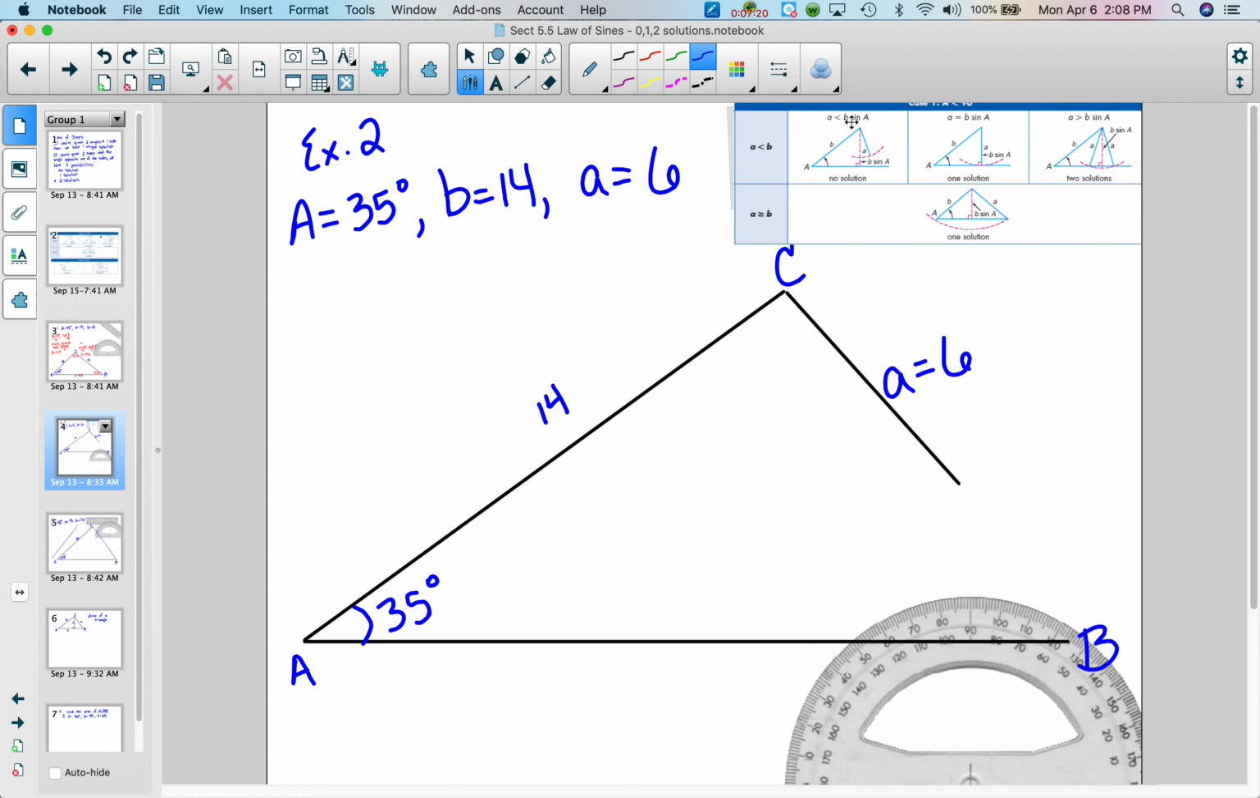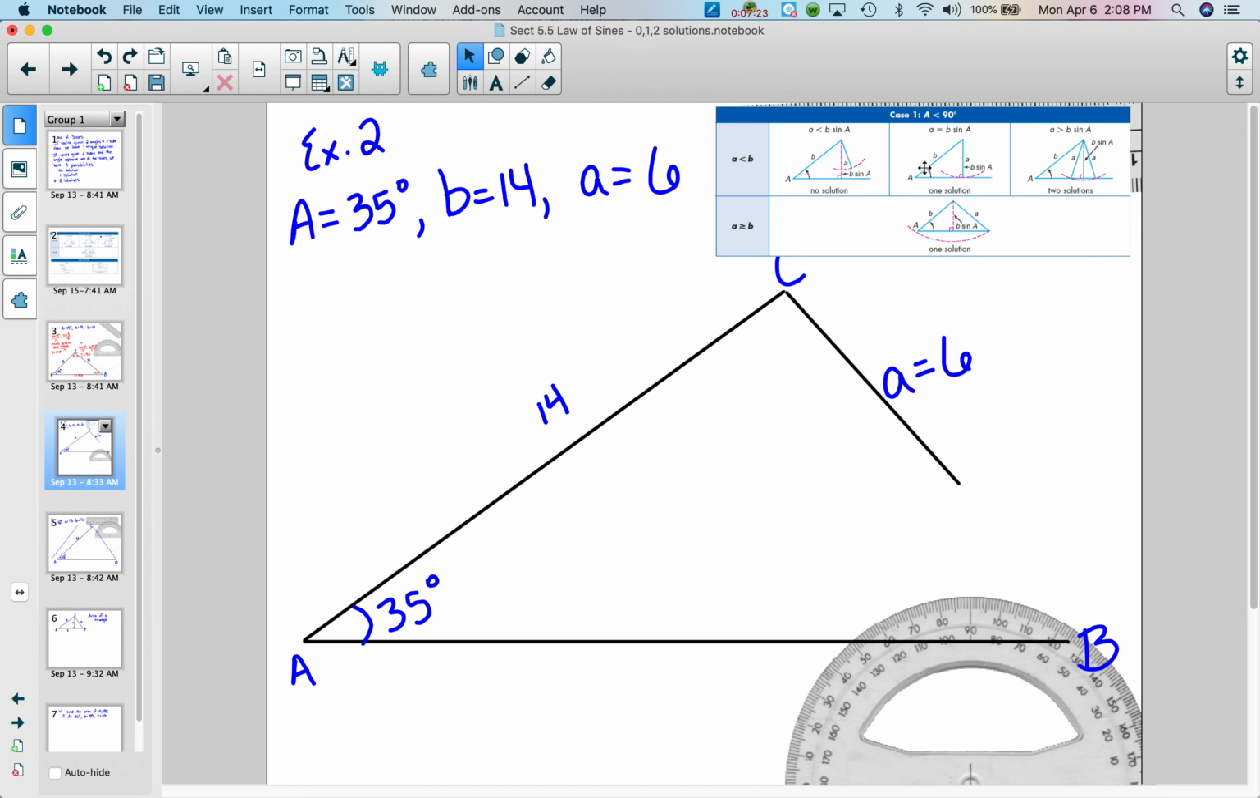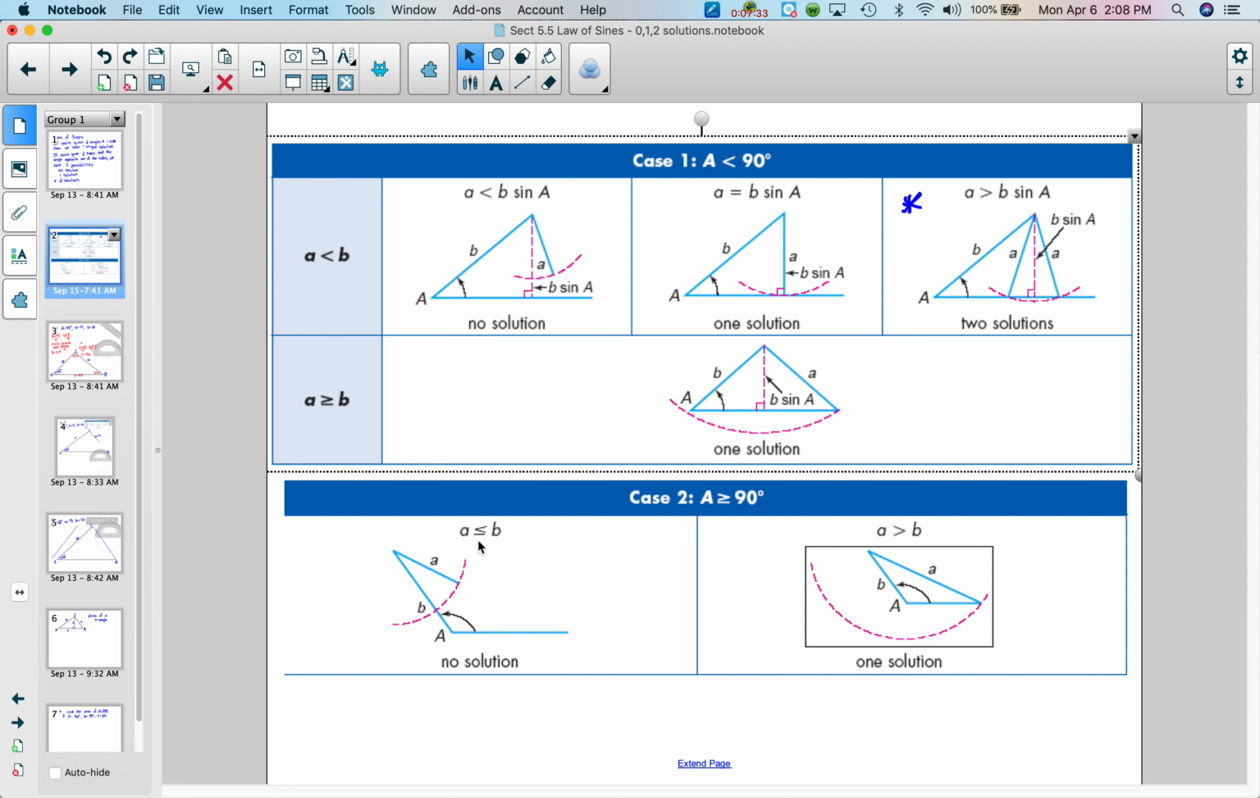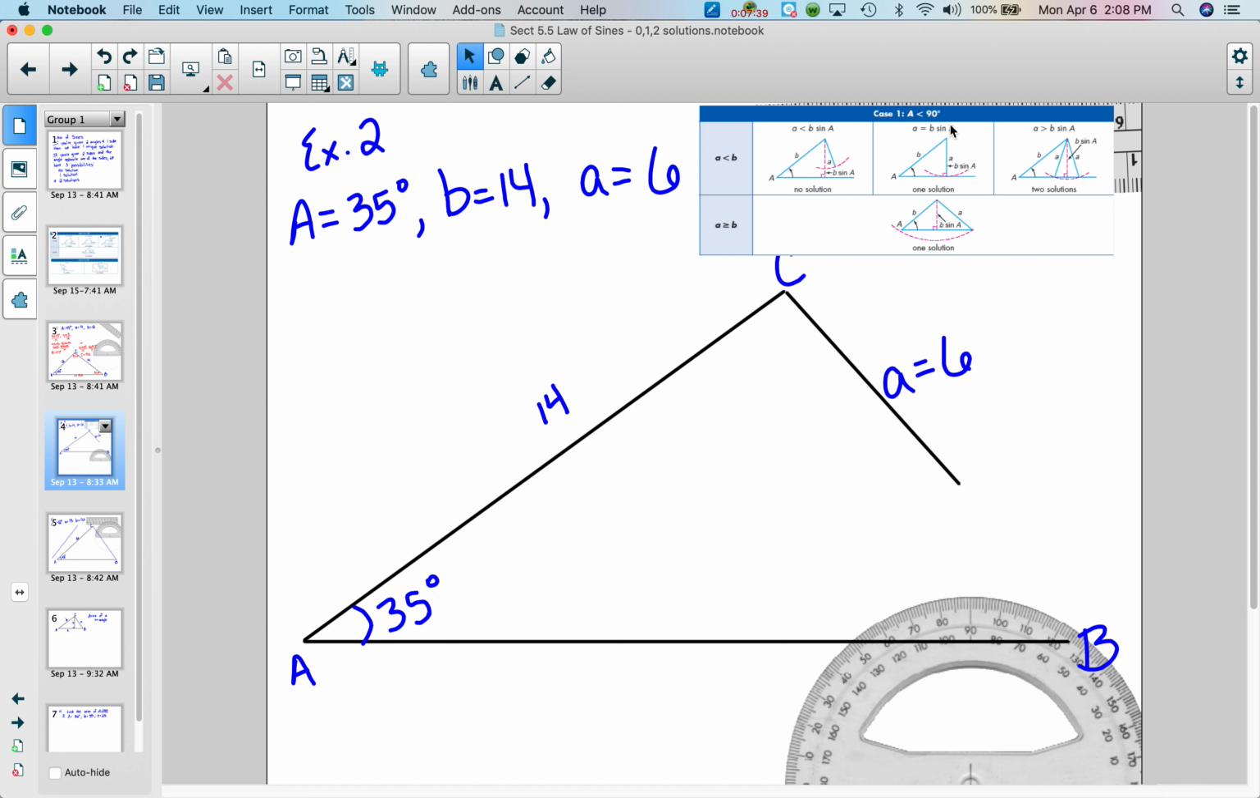Now, let's look at the little chart and see how this would play out. Angle A is less than 90, so I want this chart. The other part I'm not showing you is where angle A is greater than 90, which we haven't seen yet. Here, angle A is less than 90, and notice that A is less than B, and it is. So we are on the top part, up here.